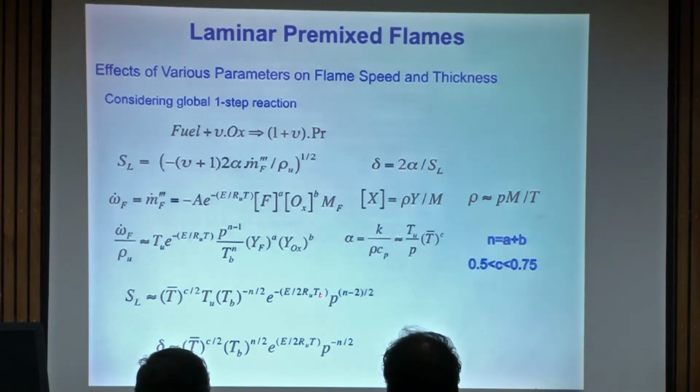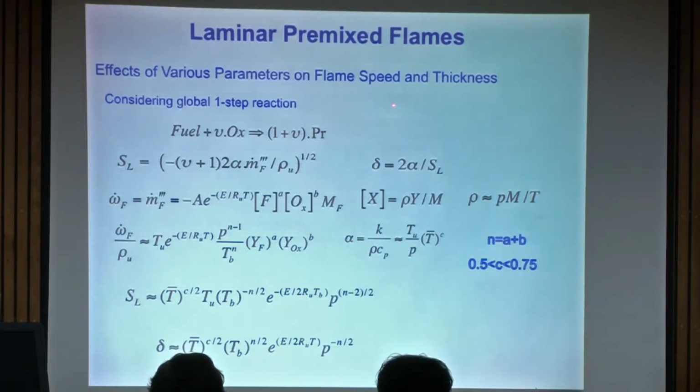And then again here you have TB, the exponential term. So the biggest effect on adiabatic flame temperature is in this term because of the exponential factor. This has a small effect compared to this term.